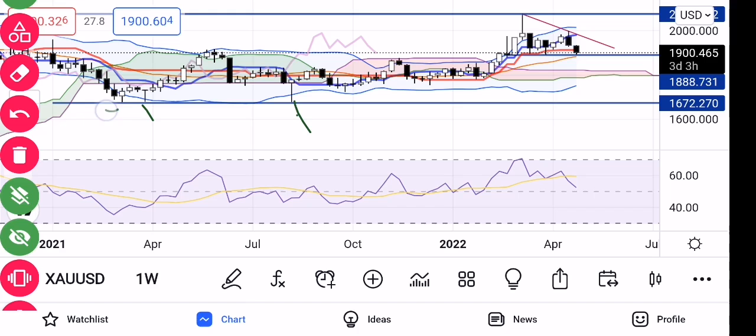we have tweezers over here. I think it's called a tweezers bottom. We have the shooting star, and then we have another shooting star. So yes, we got a nice support level over here on the weekly, and then we have a nice resistance level over there, which should be looked at.